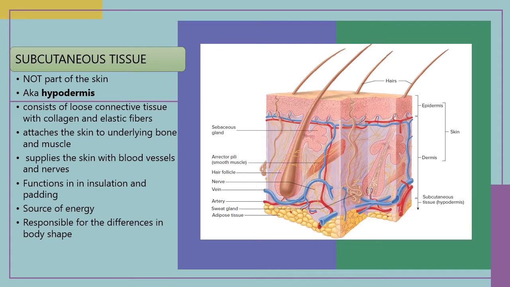Yung mga main types of cells in this area would be your fibroblasts. So aside from your adipocytes, you also have your fibroblasts and macrophages. And half of the body's stored lipids are located, or deposited, in your subcutaneous tissue. That's why it's a good source of energy. And this one is the one you estimate if you want to measure your total body fat. Okay.